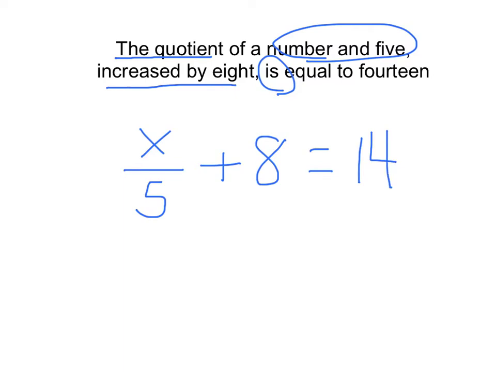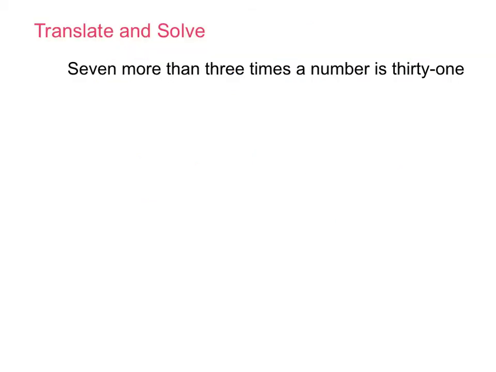So let's look at that one more time. What we did, we said the quotient, so that's why we have the division sign here, we made it into a fraction, of a number and 5, so x divided by 5, increased by 8, plus 8, is equal to 14. So x over 5 plus 8 equals 14 would be our equation. All right, let's just take this one step further. Here, our directions tell us to translate and solve. So we're going to take this sentence, turn it into an equation, and then solve for the variable. So let's start by doing that.